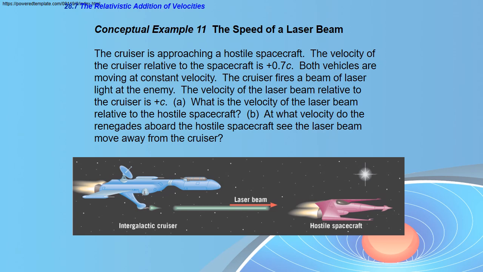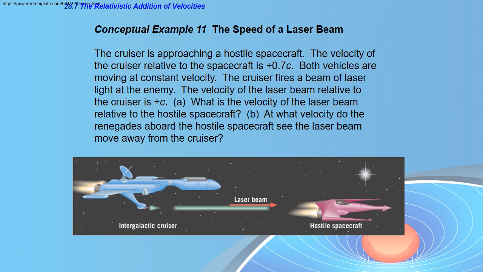However, from their perspective, it will not be moving at the speed of light away from the cruiser. It will be moving at the speed of light towards them. The cruiser is also moving at 0.7 times the speed of light towards them. So the light is moving at c towards them. The cruiser is moving at 0.7 c towards them. So it appears that the light is only moving 0.3 c away from the cruiser.